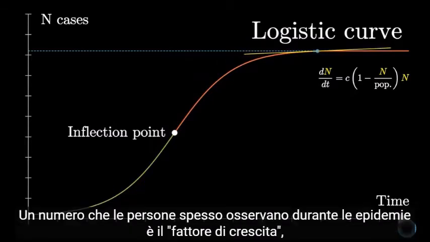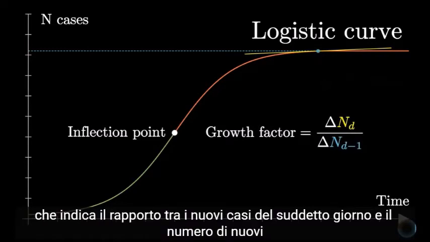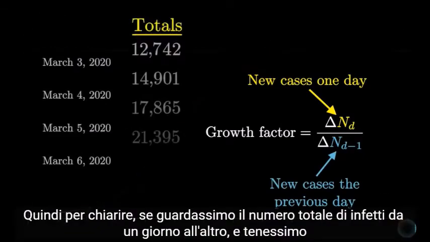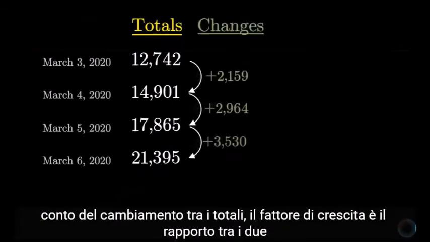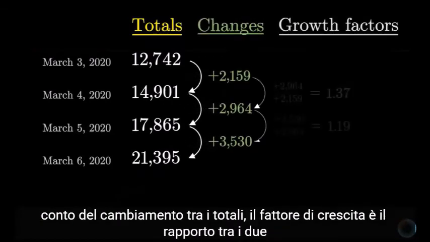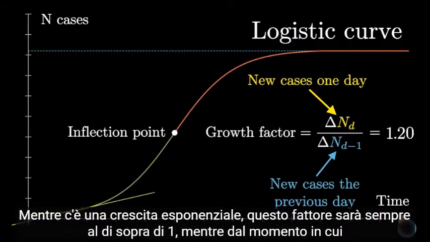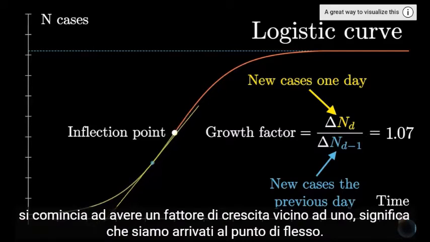So one number that people often follow with epidemics is the growth factor, which is defined as the ratio between the number of new cases one day and the number of new cases the previous day. So just to be clear, if you were looking at all of the totals from one day to the next, then tracking the changes between those totals, the growth factor is a ratio between two successive changes. While you're on the exponential part, this factor stays consistently above 1, whereas as soon as your growth factor looks closer to 1, it's a sign that you've hit the inflection.